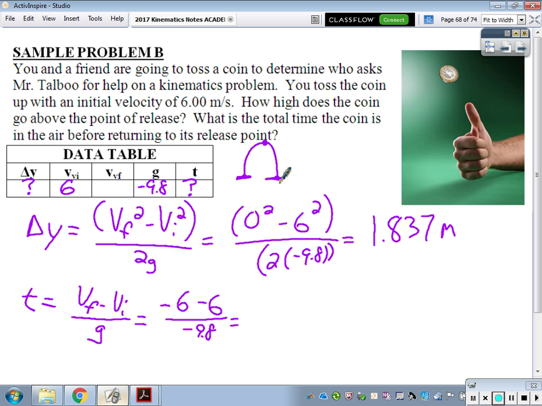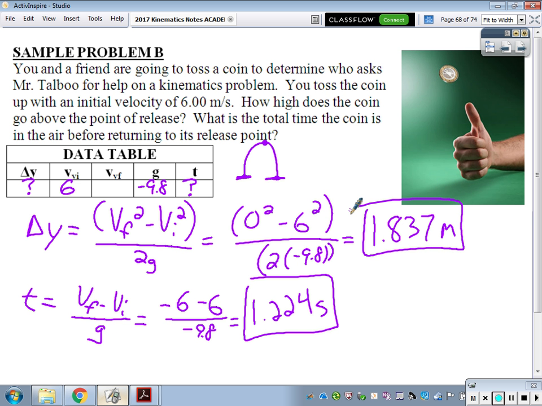Paige, what do we get? 1.224 seconds, and I would agree with that as a response. Now, understand that we were finding the total time over the entire range of this point being in the air. And here's what I want you to do. Put your pencils down once you kind of have that written. And I want you to go through a little bit of an exercise with me.